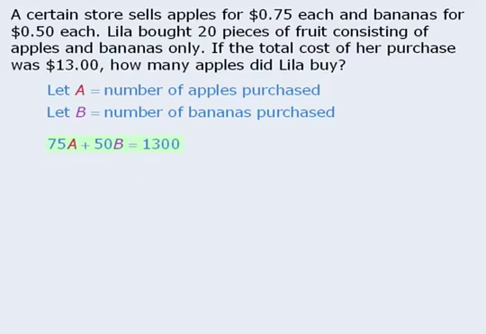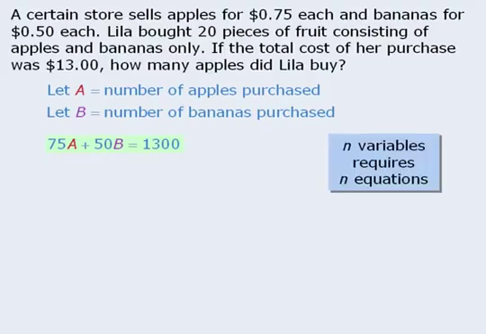At this point, we have an equation, but we can't yet solve it for A since the equation has two variables. In fact, there's a rule that says if you have n variables, then you need n equations if you want to solve for those variables. So since we have assigned two variables, A and B, we need to write a second equation to accompany the first equation. To do this, we can use this information that tells us that there are 20 pieces of fruit altogether. So we can write the equation A plus B equals 20.